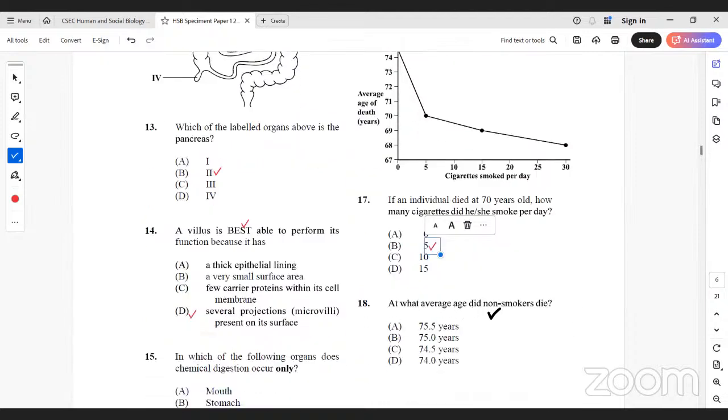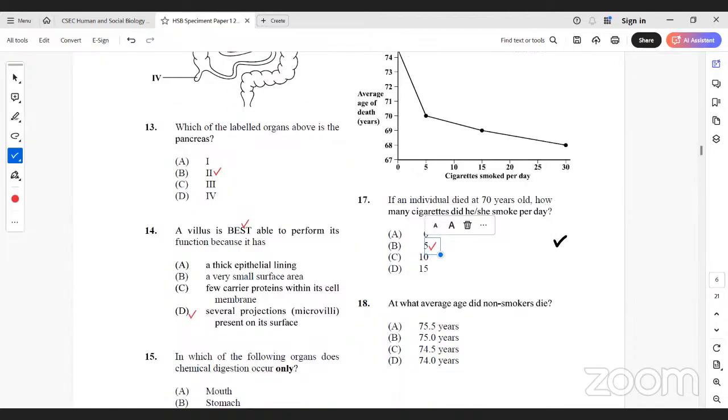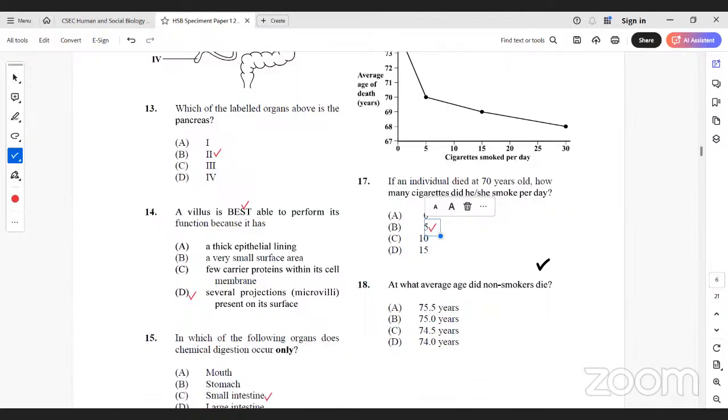At what average age did non-smokers die? Non-smokers are the people who are not smoking. So they are smoking 0 cigarettes per day. So you find 0 and you go up, and that is about 74 and a half, 74 years and 6 months, 74.5 years, which tells us that we are looking at 74.5 years. All right, easy enough. And I'm watching the chat. I'm seeing persons following easily.